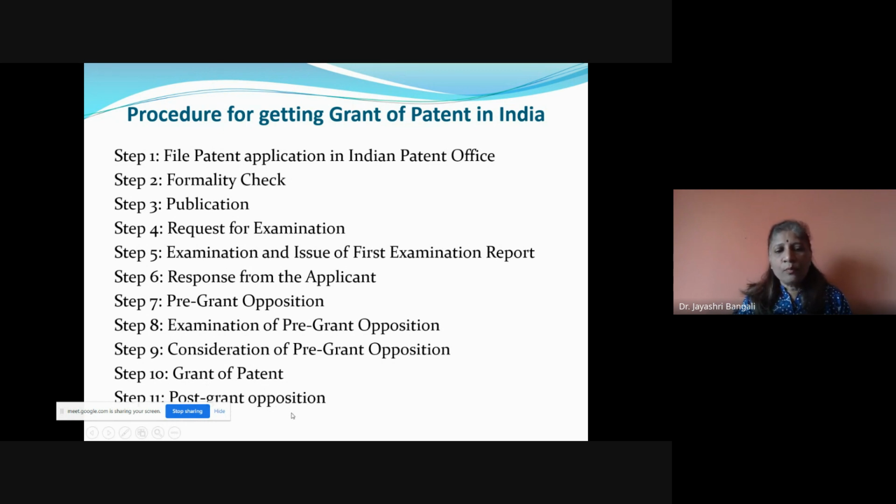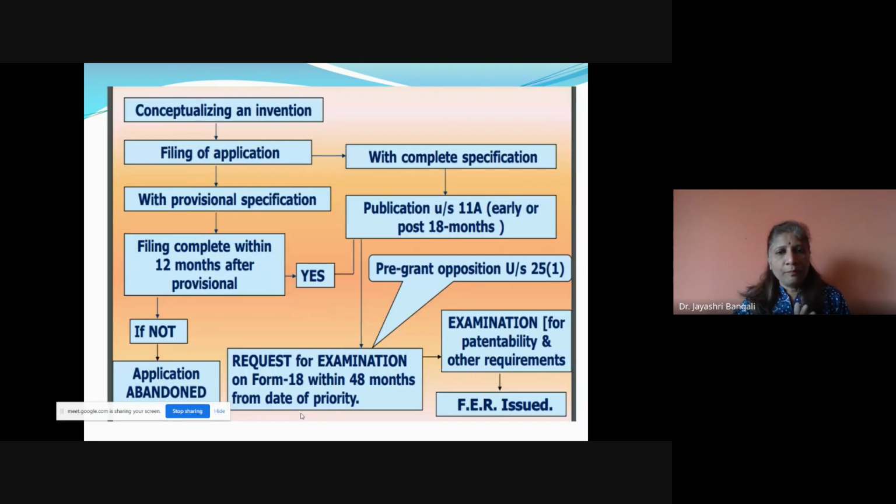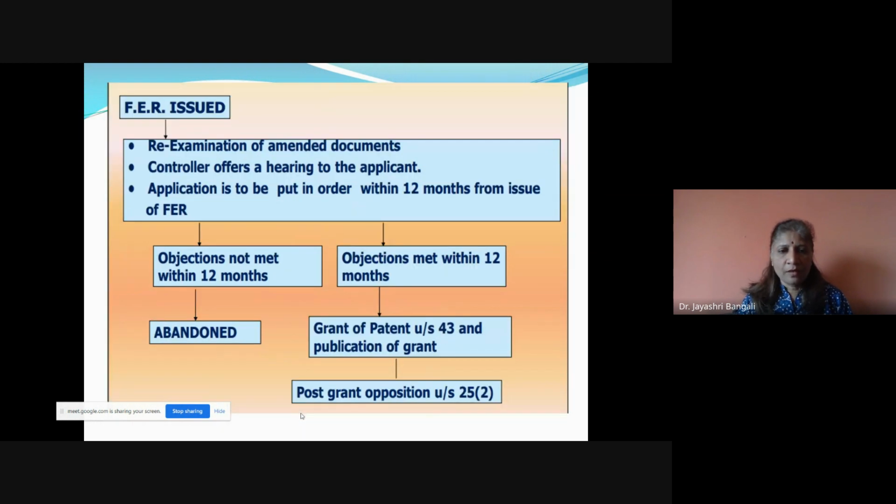And the last one is the post-grant opposition, which means after the patent is granted, anybody can also oppose it. So this is known as post-grant opposition. So these are the basic steps, or rather the procedure, for getting the grant of a patent. This is just in a pictorial format. These are just the steps I have just explained.